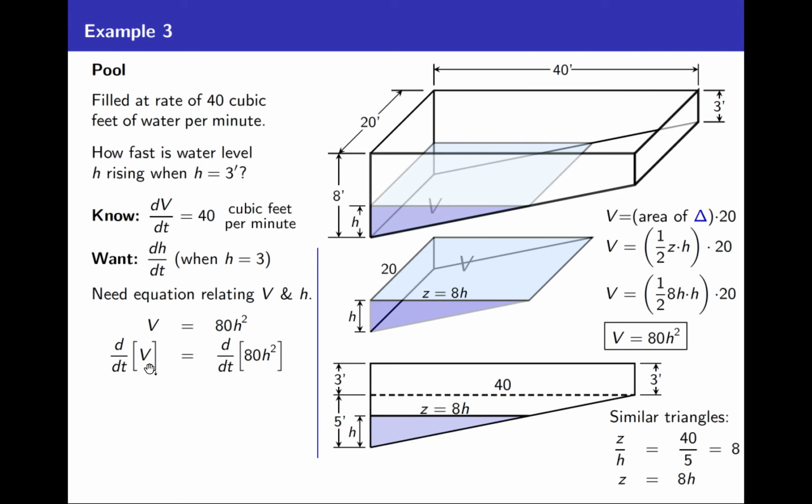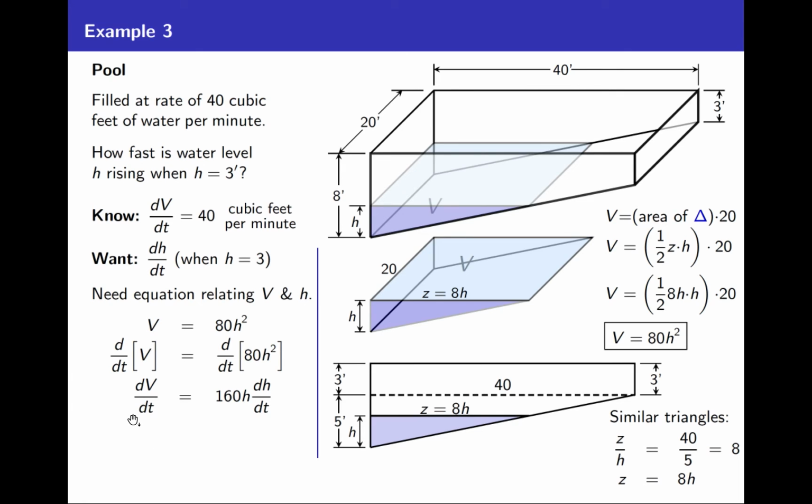Let's see, d/dt of the volume, that's just dV/dt, the derivative of V with respect to t. And what about the other side? It's d/dt of 80 times h squared. That's not going to be 80 times 2h, remember, because h is a function of t. We have to use the generalized power rule here. It's 80 times 2 times h to the power of 1 times the derivative of h, which is dh/dt. And that gives us 160h times dh/dt.